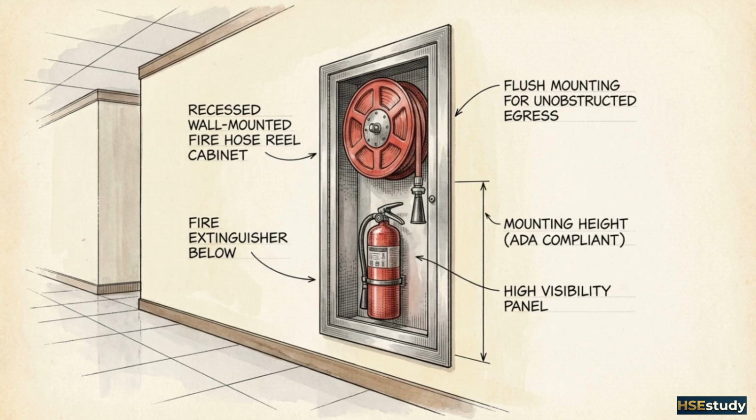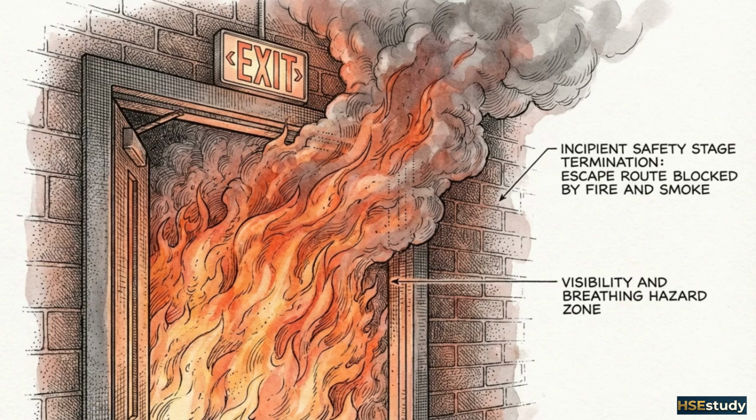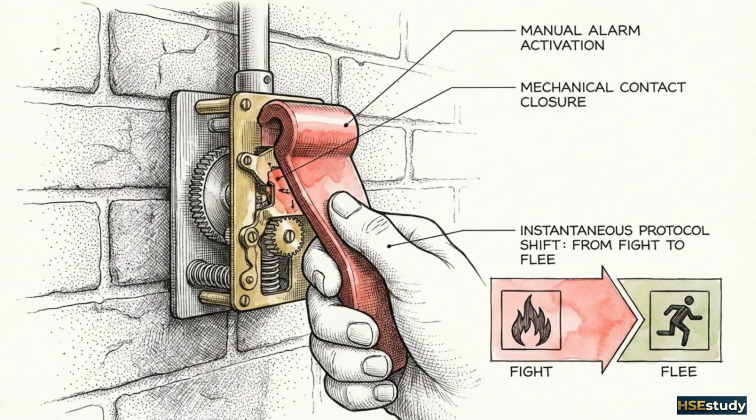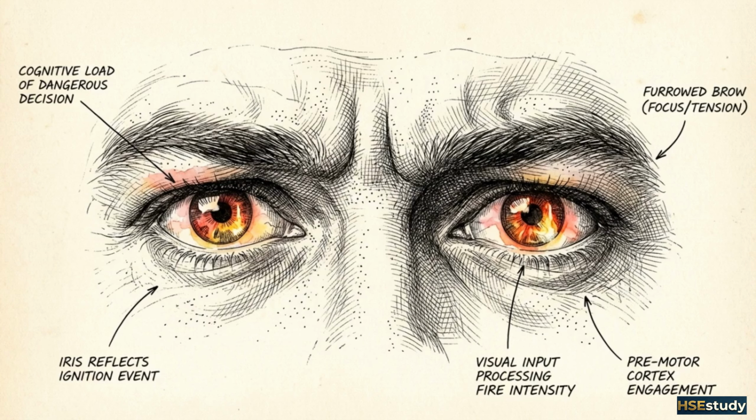This image demonstrates compliant physical implementation. The equipment is highly visible, securely mounted at the correct height, and completely free of corridor obstructions. If a fire grows larger than a wastebasket, or if the flames block a designated escape route, the incipient stage has ended. The protocol shifts instantly from fight to flee. Strategic placement guarantees that the tools required to manipulate the physics of combustion are within arm's reach the moment a worker makes the dangerous decision to fight.